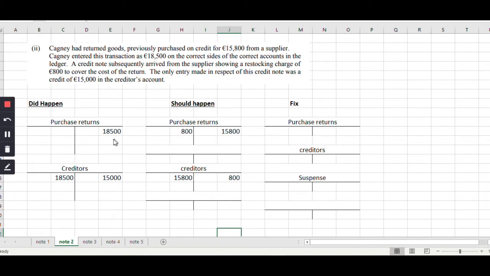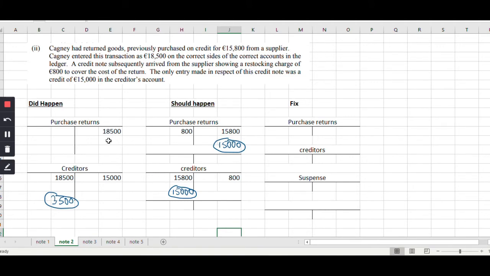Okay, now this takes just a bit of mental arithmetic. Purchase returns is 18,500 on the credit side. Now, if we were to balance this account here, we have 18,500 on the debit side, we have 15,000 on the credit side, so this account would be sitting at 3,500 on the debit side. This account here, if we were to balance this, would be at 15,000 on this side, and this account would be at 15,000 on this side. This is what we want to achieve, and this is where we are. So how do we achieve that?